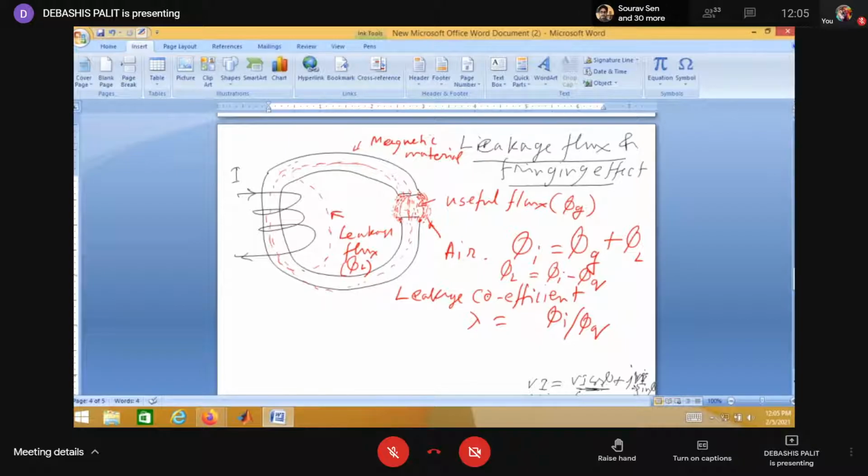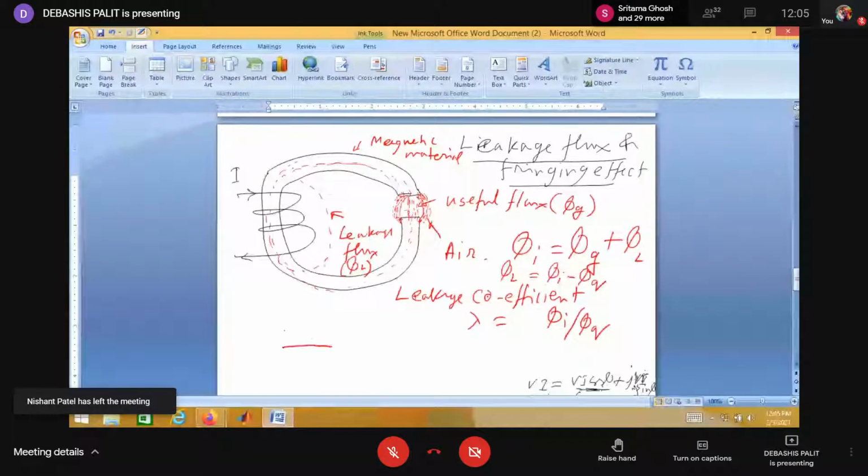Sir, how does the density decrease from the middle to the edge? Because flux density B is equal to flux per unit area. So at the sharp edge portion, this is a three-dimensional figure.